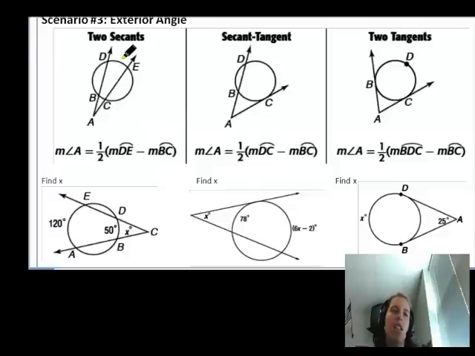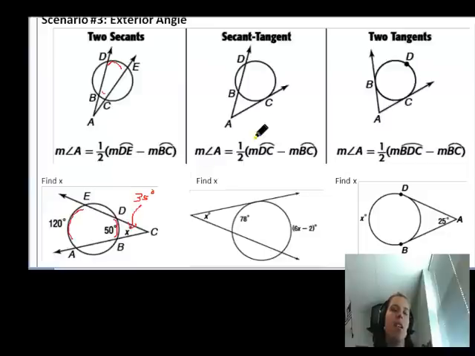So if I'm looking at these 2 secants, those 2 arcs inside, I can clearly see which one is the biggest. It's always the furthest one out. So I would do DE minus BC and take half. Okay, so let's work this example down here. They gave us 120 and 50. I'm going to subtract those. I get 70, and I will take half of 70, and that's going to be this angle right here. Half of 70 is 35 degrees.